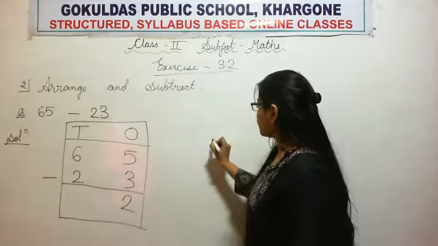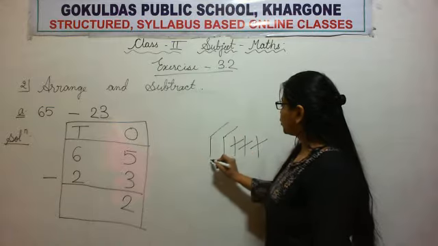So 5, so we will draw 5 sticks. Minus 3 is there, so we will cancel out 3 sticks. Now we will count the remaining sticks. So 1 and 2, 2 sticks.